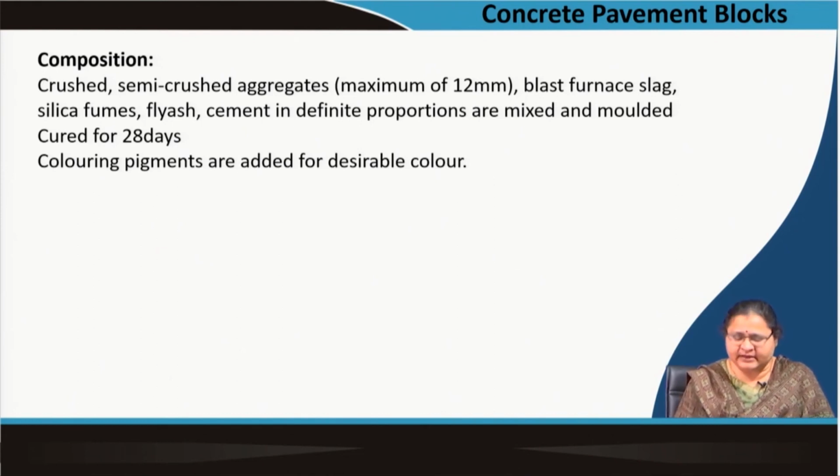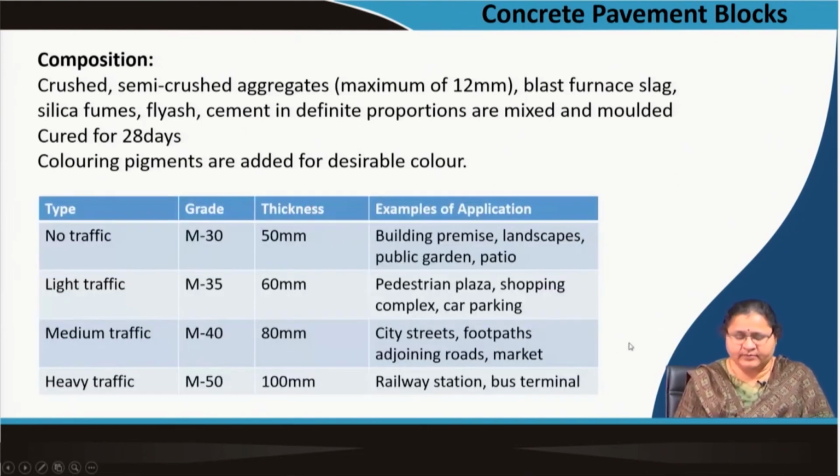As you had seen, coloring agents may be added, but let us come to the main point. Where are we going to use them, and what is the type which we are referring to? Where there is no traffic, that is only human traffic, like building premises, some landscape, some public gardens, patios, where people will be walking. As architects, you all might have come across these spaces.